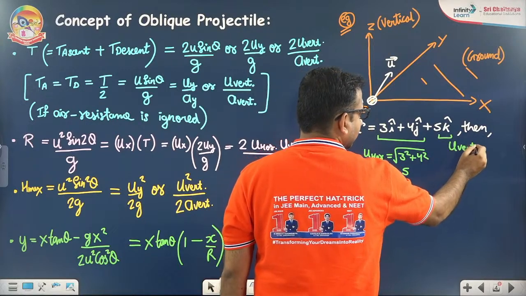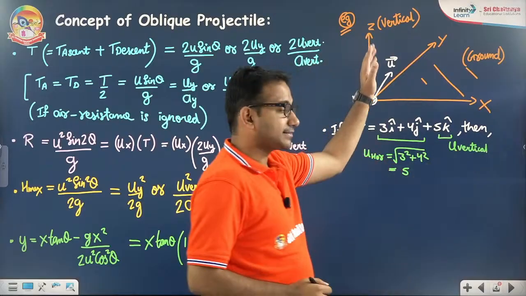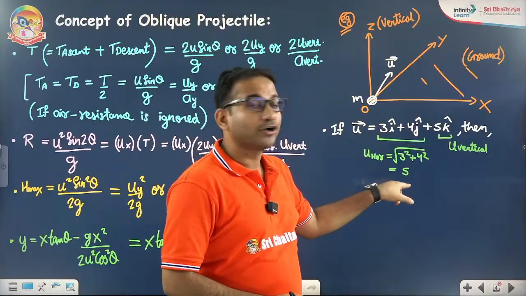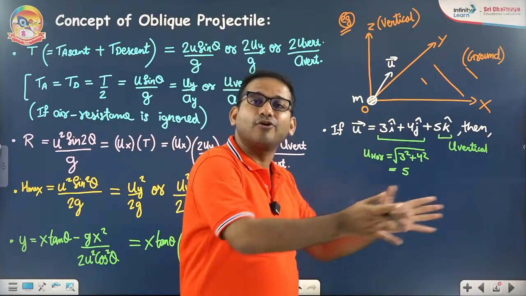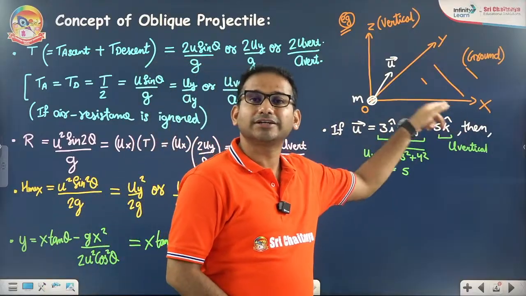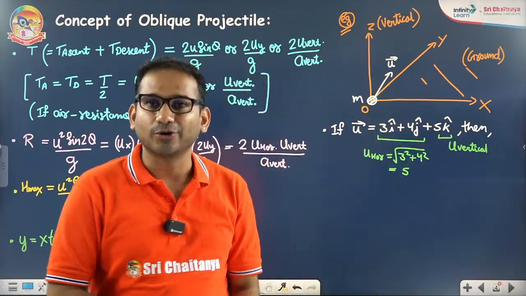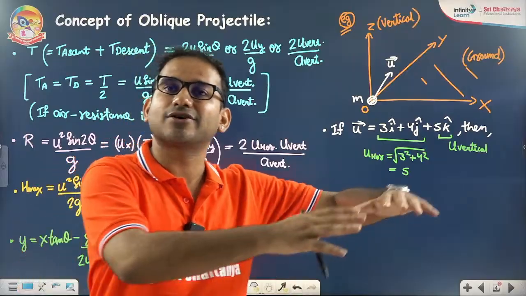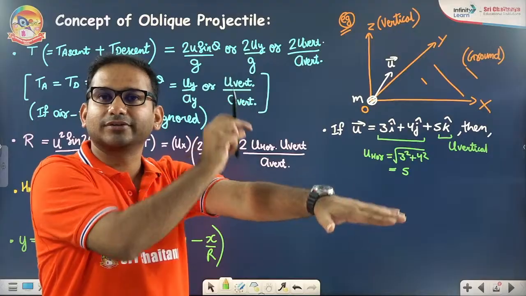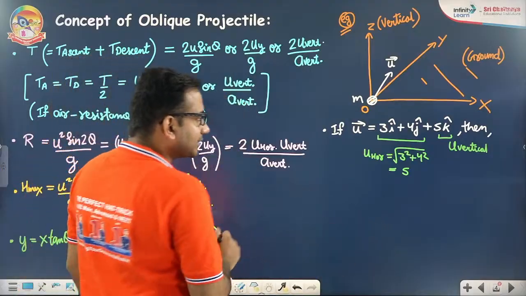My u vertical is basically along the z-axis, because vertical is the z-axis. But u horizontal is the resultant of all the horizontal axis vector components. So here the x-axis is also horizontal and the y-axis is also horizontal. In fact, the entire xy plane is a horizontal plane, and the z-axis is perpendicular to it. Okay, I hope that is understood.